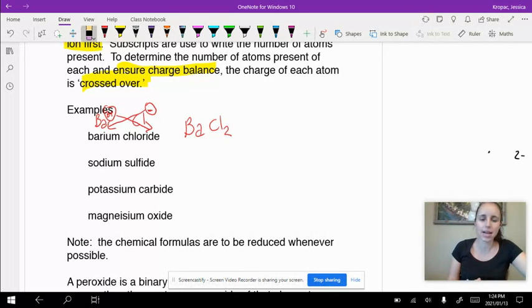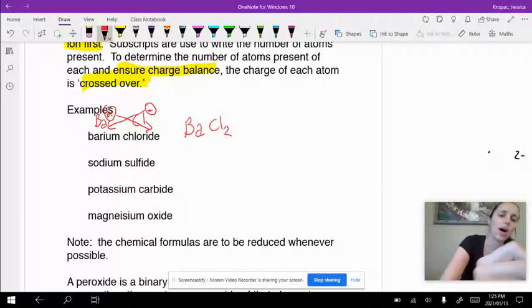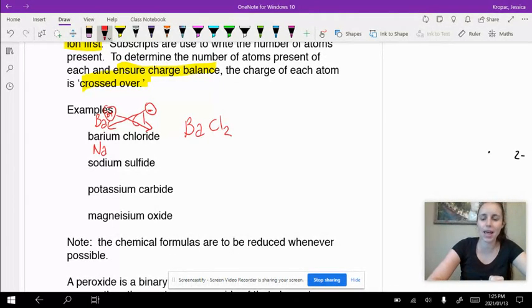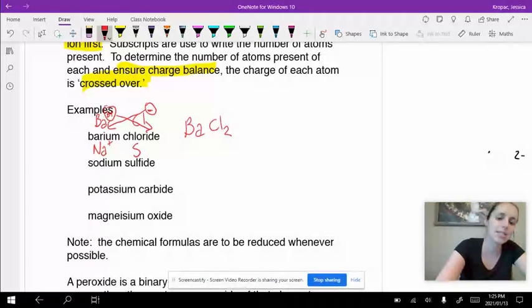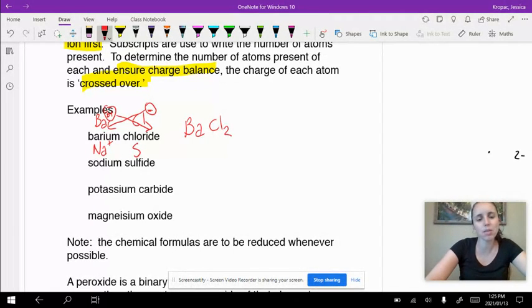So let's take a look at the next one, sodium sulfide. So I'm going to start with my rough work. Sodium is my metal. So it's got a symbol of Na. It's in the first column on the periodic table, so it's Na1+. Sulfur is S. It's in the 16th column on the periodic table, so it's got a charge of 2 negative.